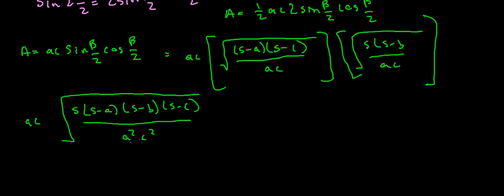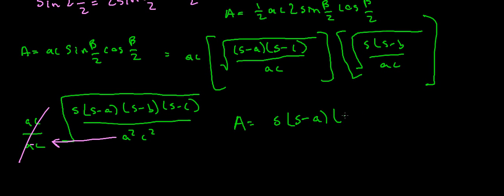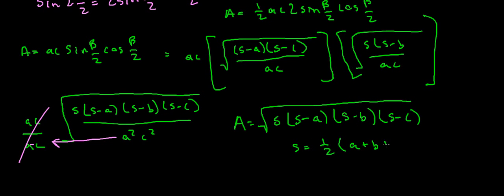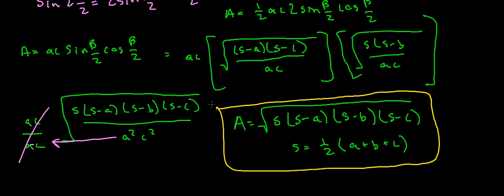Now, since these are squares, I can just take the square root of them and then pull them out of this radical. So the AC and AC are going to cancel each other out. I'm going to take the square root of these, and that's going to put AC under here. So these will cancel out. So I'll be left with the area is equal to the square root of S times S minus A, S minus B, S minus C, where S is equal to 1/2 A plus B plus C. And this is Heron's formula. So I have the area of a triangle written in nothing but A, B, and C, where A, B, and C are all the sides.